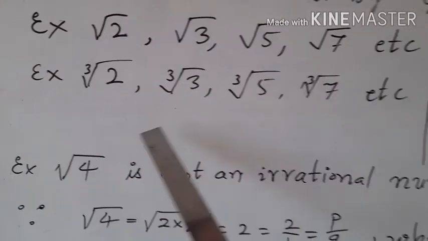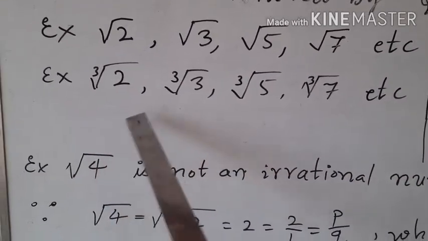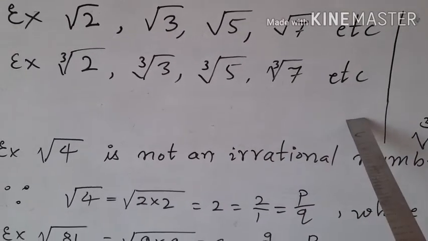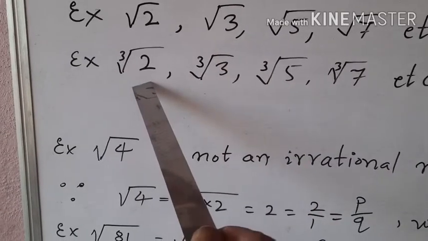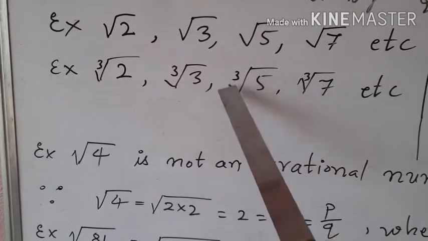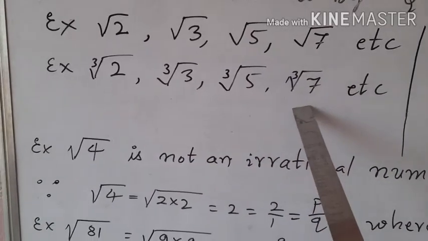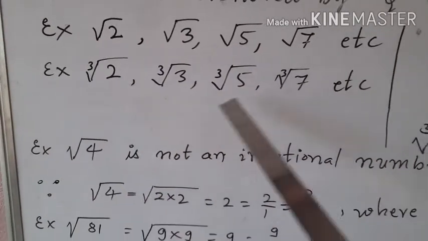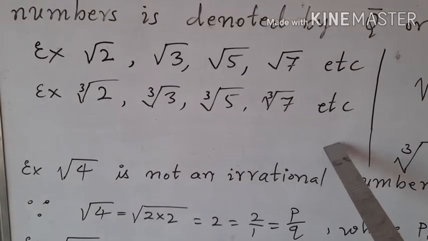Similarly, let us take the second set of examples. Here cube root of 2, cube root of 3, cube root of 5, cube root of 7, etc. Under the cube root you will see 2 as a prime number. Under the cube root you will see 3 as a prime number. Under the cube root you will see 5, which is a prime number. Under the cube root you will see 7, which is a prime number. That's why the second set of examples are also examples for irrational numbers.